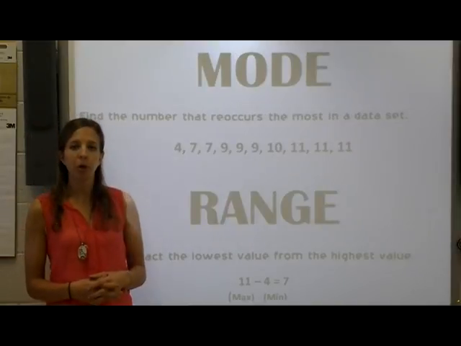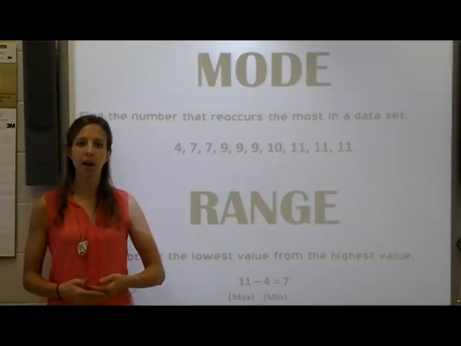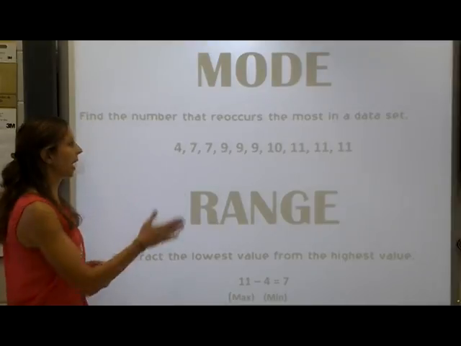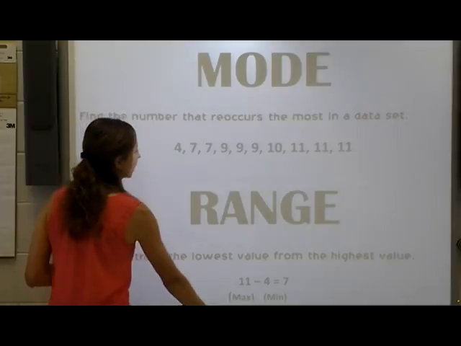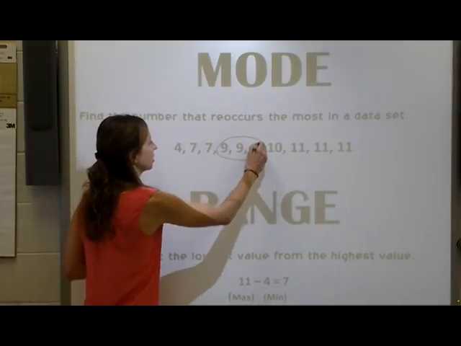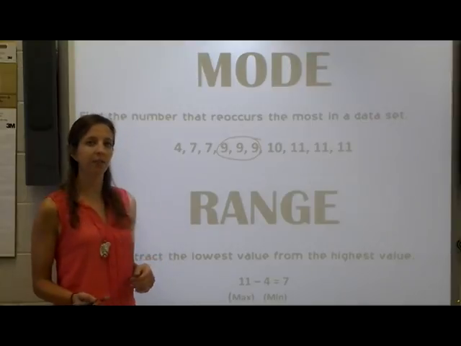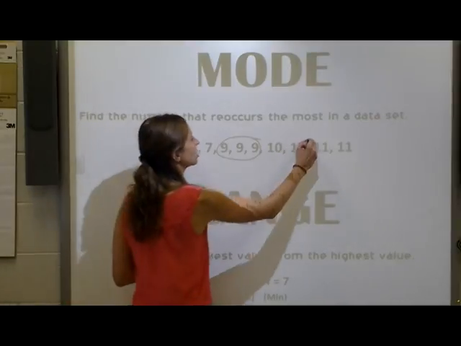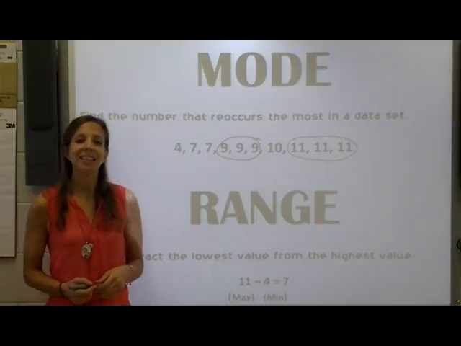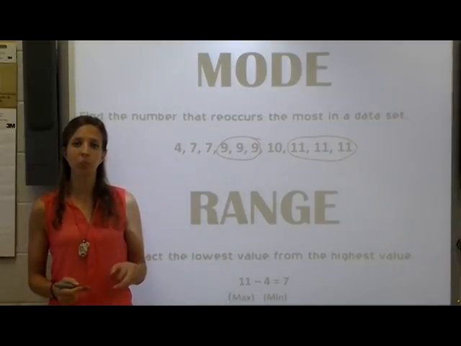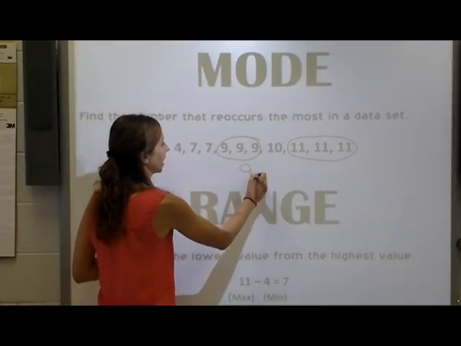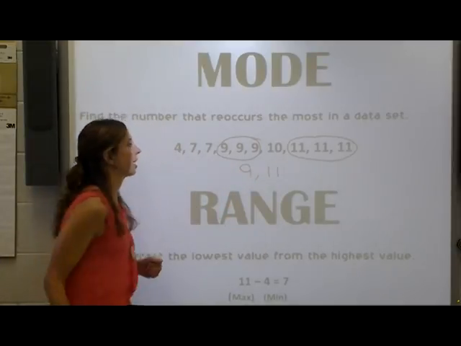Let's talk about the mode. The mode is the number that reoccurs the most in a data set. So if we look at the WVU wins, we will find that they had 3 seasons of 9 wins, but they also had 3 seasons with 11 wins. This means that we have 2 modes. So our modes for this data set will be 9 and 11.